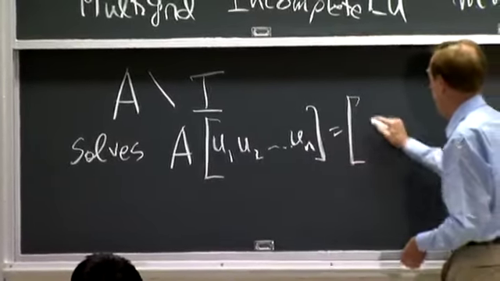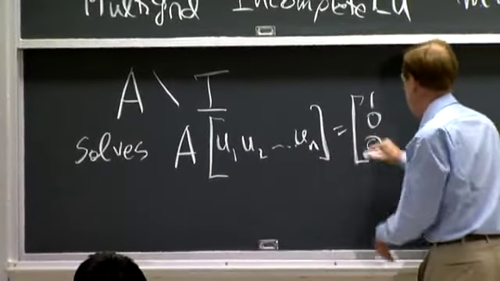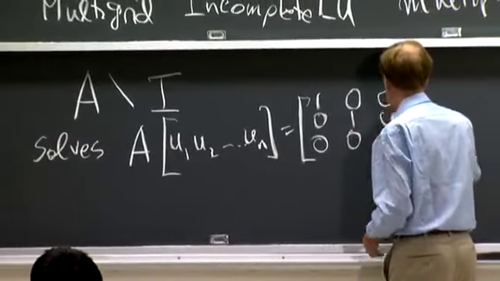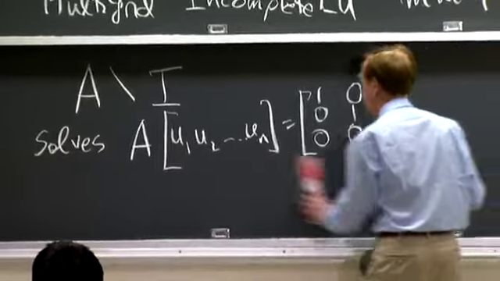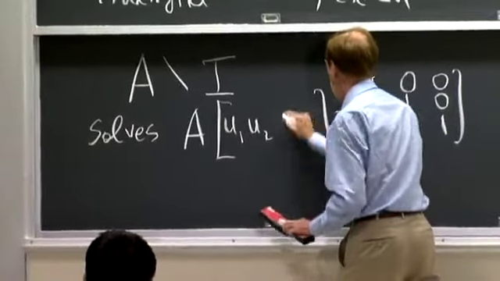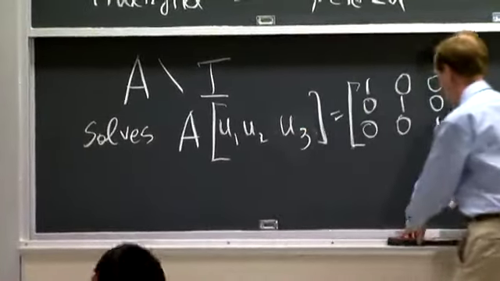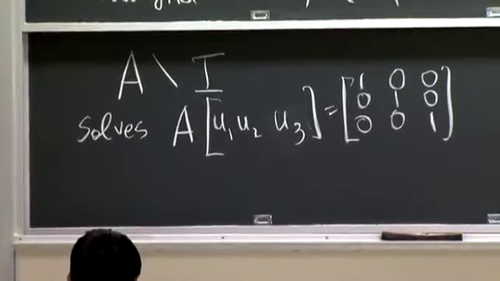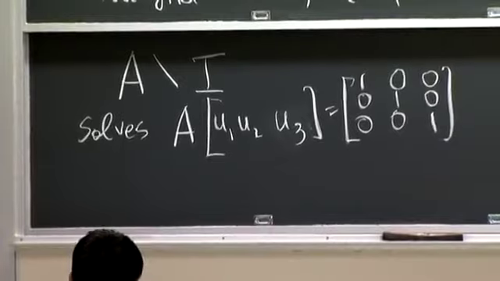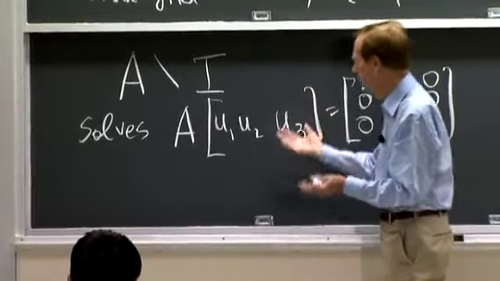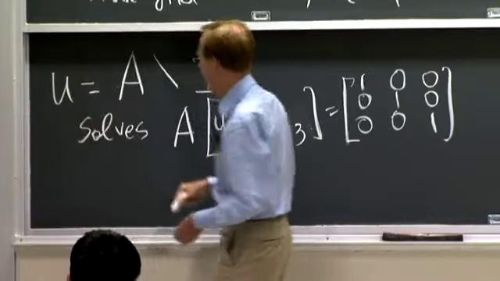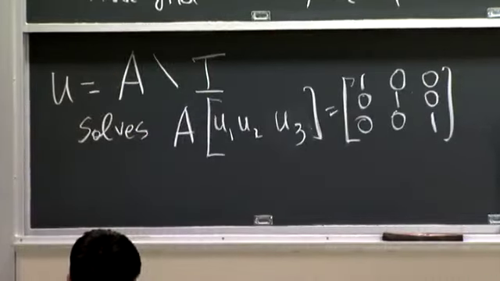it'll get n different answers, U1, U2, from the n right-hand sides, the columns of I. That'll be, let me take n to be 3, 1, 0, 0, 0, 1, 0, 0, 0, 1. Okay, that's the identity. So this solves that equation. A backslash I will output U, and here's the question. What have I got?